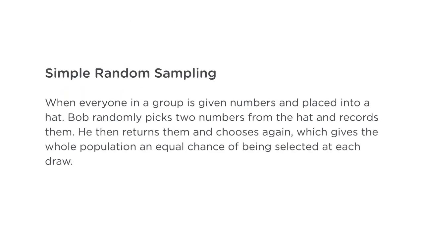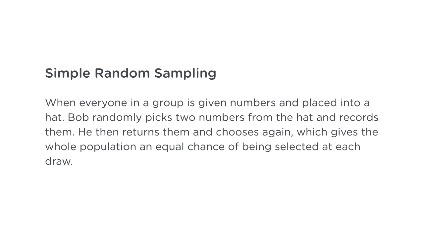Simple random sampling is when everyone in a group is given a number and placed into a hat. Then Bob randomly picks 2 numbers from that hat and records them. He then returns those numbers and chooses again, which gives the whole population an equal chance of being selected at each draw.